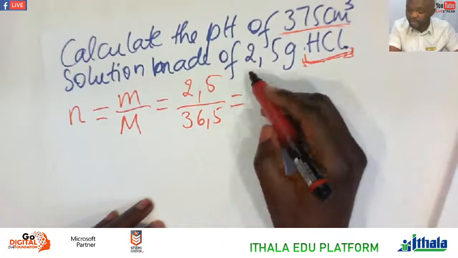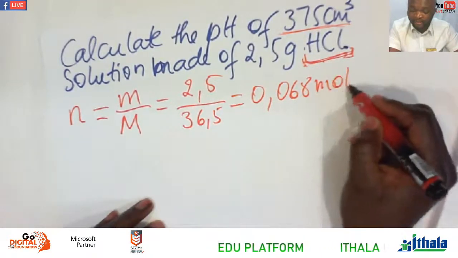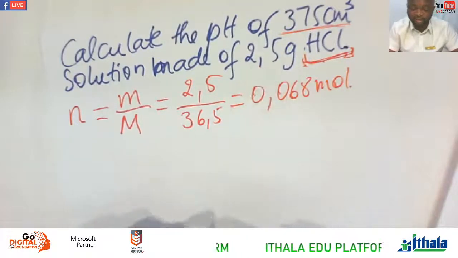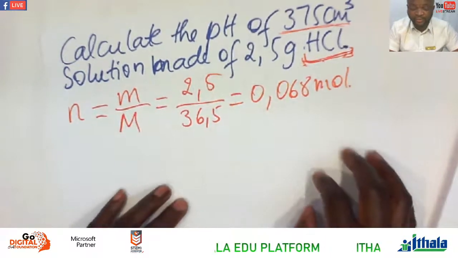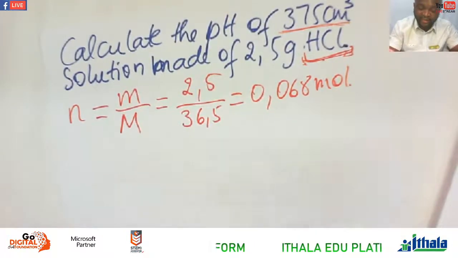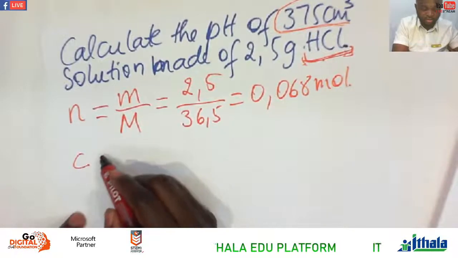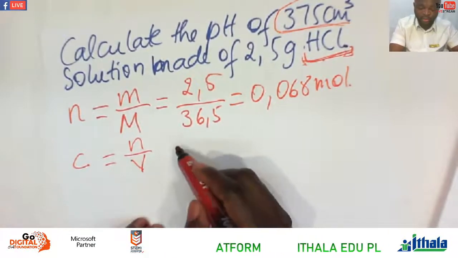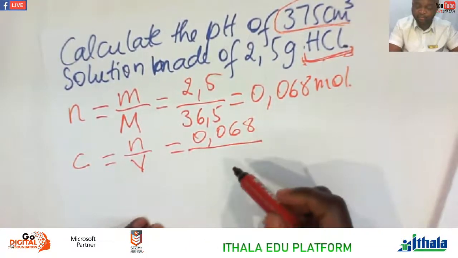So this gives us 0.068 mole. That is the number of moles of HCl found in 2.5 grams. Right. Now, what we want is the concentration. Now, we have the number of moles, then we need the volume. Concentration is calculated as the number of moles over the volume. So the number of moles we have is 0.068 divided by the volume.